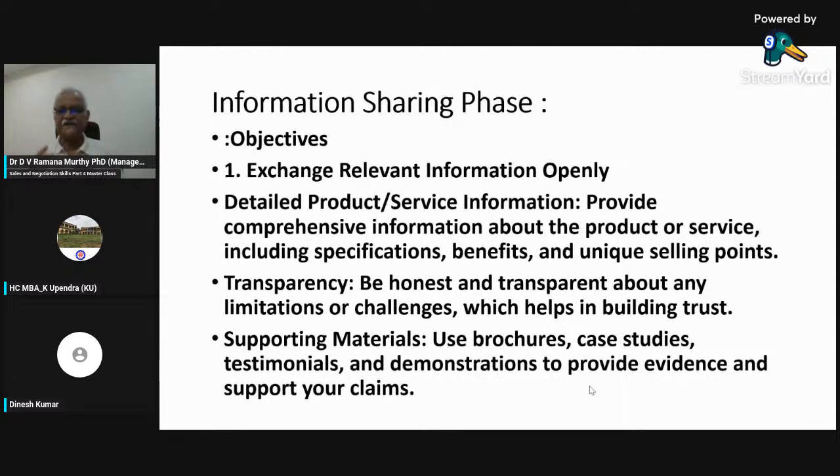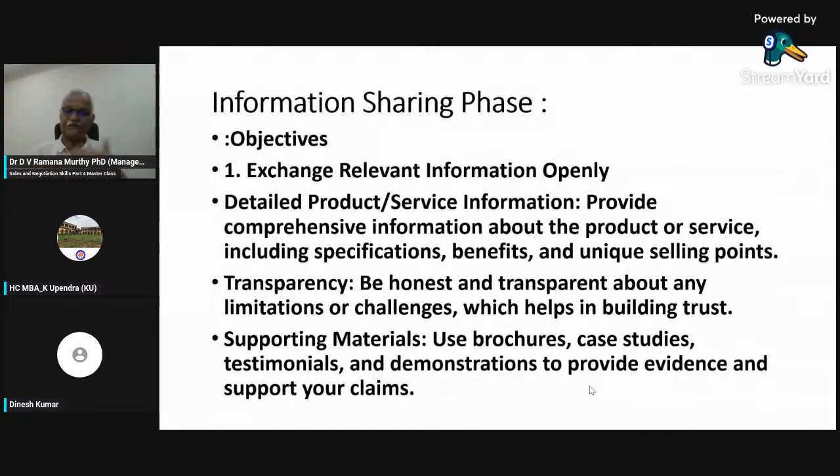Be honest and transparent about any limitations or challenges, which helps in building trust. You can also talk about minus points of your product when compared to that of other competitors. Am I clear what I mean? No, you're not supposed to manipulate your brand because it has some challenges or limitations. It's your honest and transparent attempt to bring in the limitations and challenges of your product.